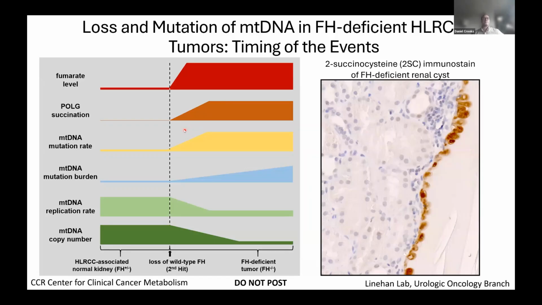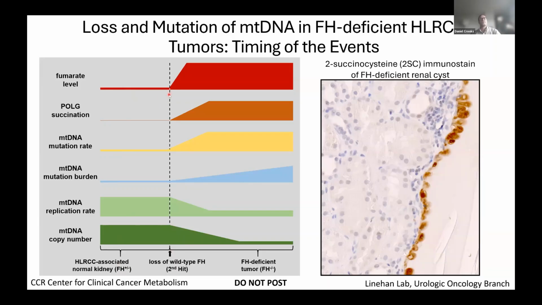My last slide is really just to say what we think happens in this disease. If you think of the x-axis as time, under normal circumstances, we have low fumarate, Pol gamma is functioning fine, mitochondrial DNA is not mutating, the mutational burden of mitochondrial DNA is low, the replication rate is normal, and the copy number of mitochondrial DNA is normal. This stochastic event, where you lose the good copy of FH in the right cell at the right time, sets off a cascade of events.